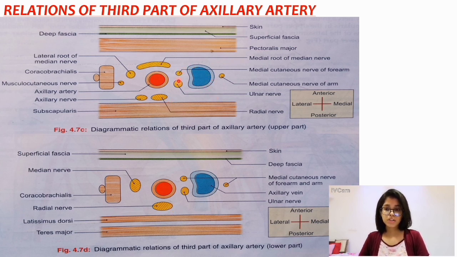Medial relations are same in both upper and lower part. It's simple. Along with the axillary nerve, we have the three remaining branches of the medial cord, that are medial cutaneous nerve of forearm and arm and the ulnar nerve.